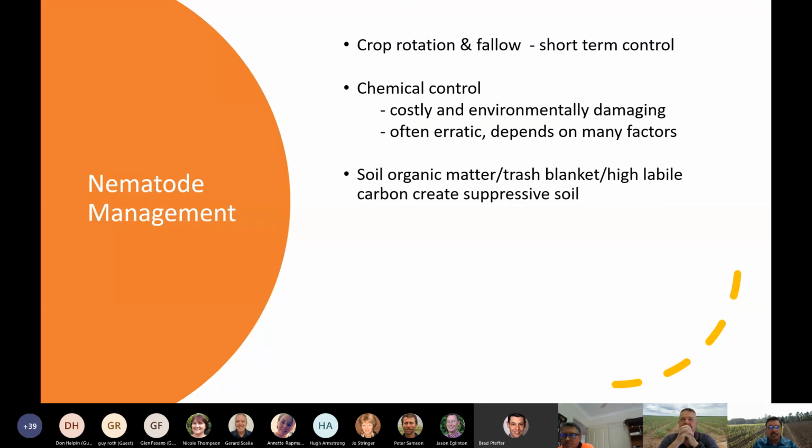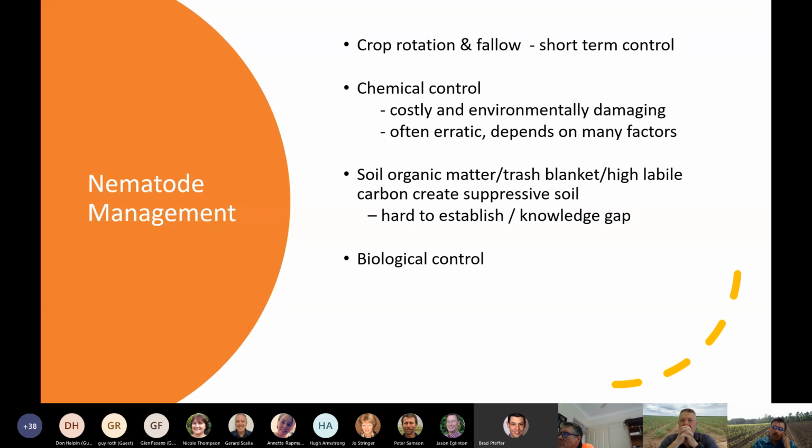There is another thing that was done under the auspices of the Yield Decline Project, which found that soil organic matter, trash blanket, or high levels of carbon create suppressive soil, which is true. But the problem is how? It is hard to establish. So there is a huge knowledge gap in this area. This is the main issue.